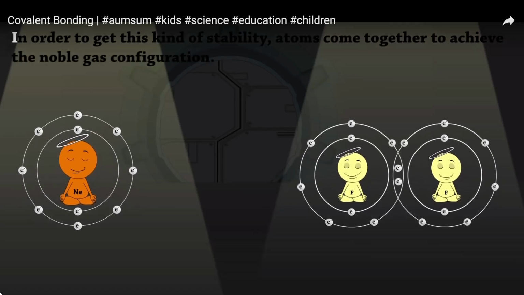Now, what do you notice is different about how those two fluorine atoms handled their electrons compared to ionic bonding? They merged together rather than one of them giving an electron to the other, because fluorine has 7. This one has 7, that one has 7. If this guy gave 1 to the other, this one would have 6, and that wouldn't be good. But by sharing, they can each complete each other's shells.